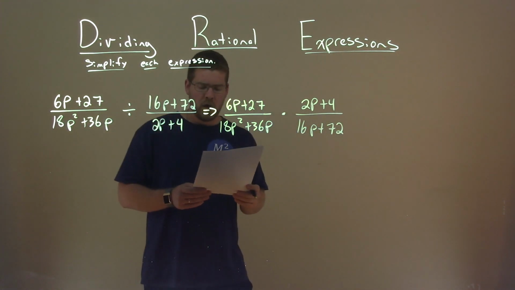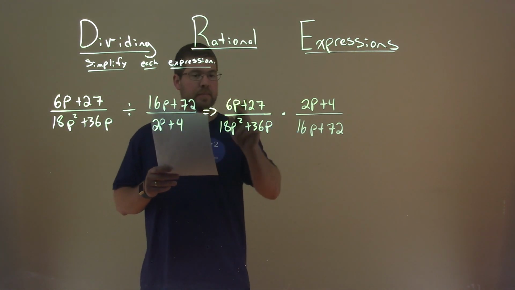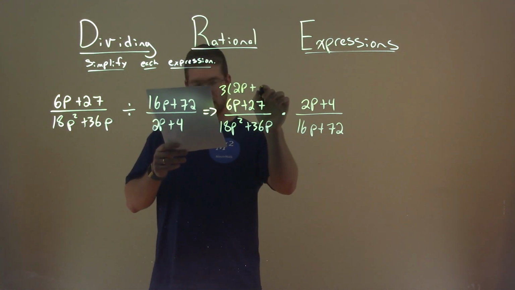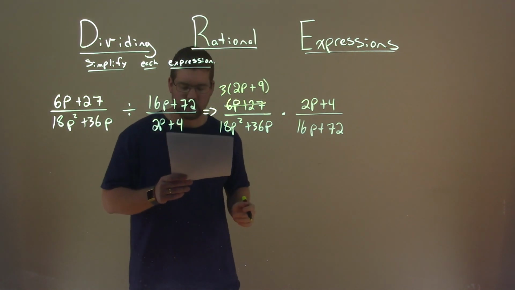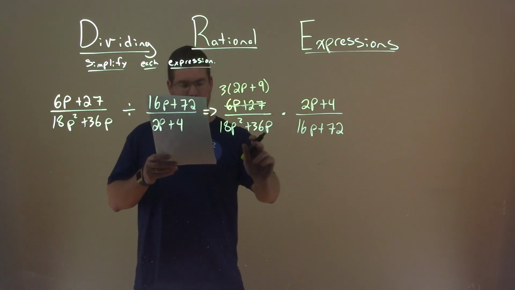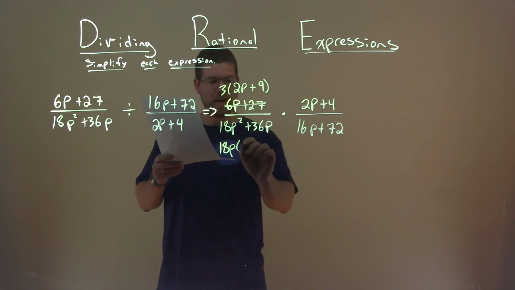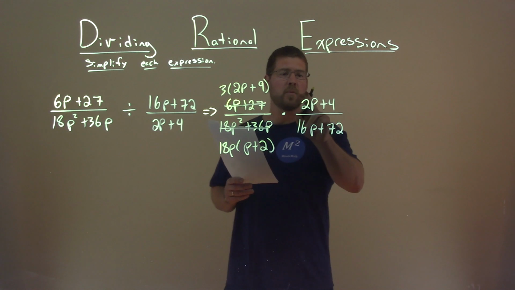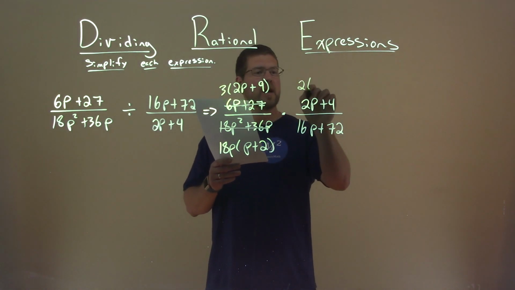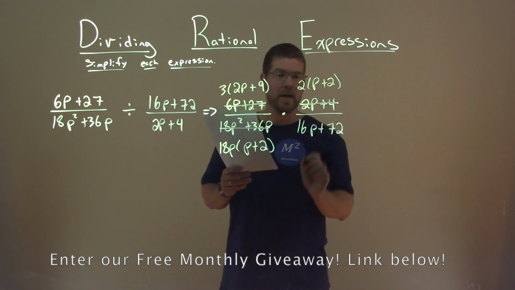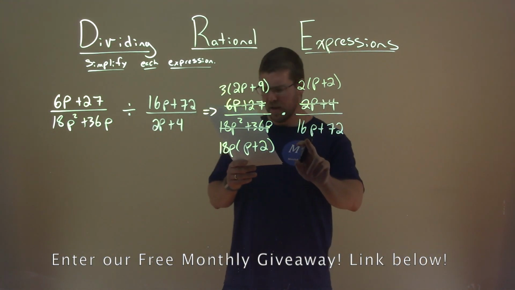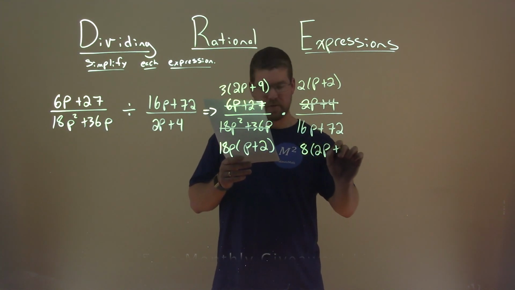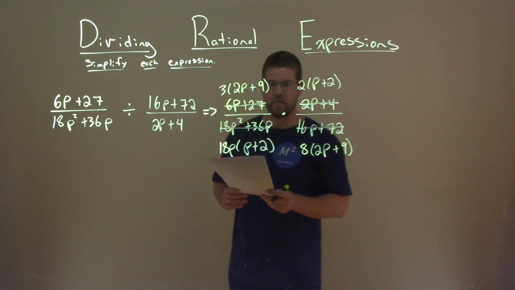All right. Well, let's see what we can factor out here. I can pull out a 3 in the numerator, so we have 3, and we have 2p plus 9 when I do that. So let's replace it with this factored form. Denominator, I can pull out an 18p, and I'm left with a p plus 2. So let's replace that with its factored form again. Pull out a 2 here in this numerator, and we have 2 times p plus 2. And again, replacing it with factored form. And here I can pull out, well, an 8. Pulling out an 8 leaves me with a 2p plus 9. Replace it with factored form.